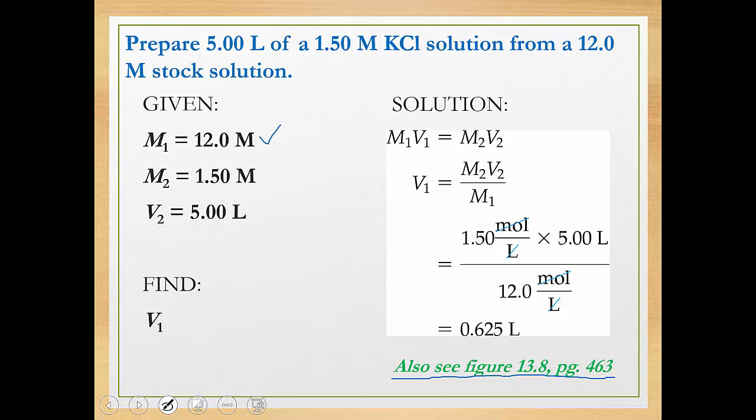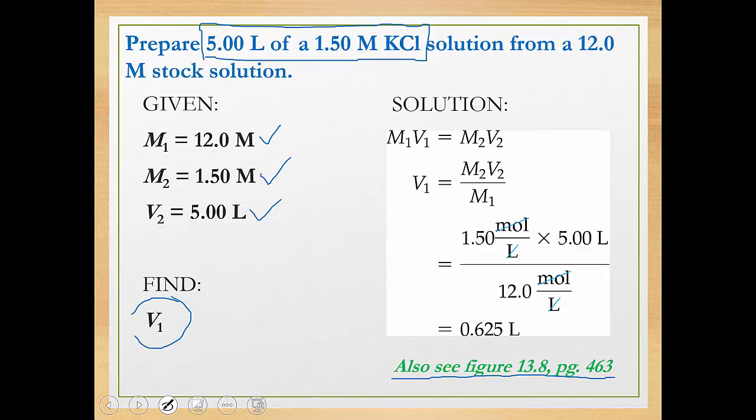And you want to use that to make 5 liters of 1.5 molar potassium chloride. That is what I want to end with. That's my dilute solution. It gave me the volume and the molarity of my end solution, so that's M2 and V2. I have M1. So what I'm looking for is what volume of that stock solution I need in order to prepare 5 liters of 1.5 molar potassium chloride.